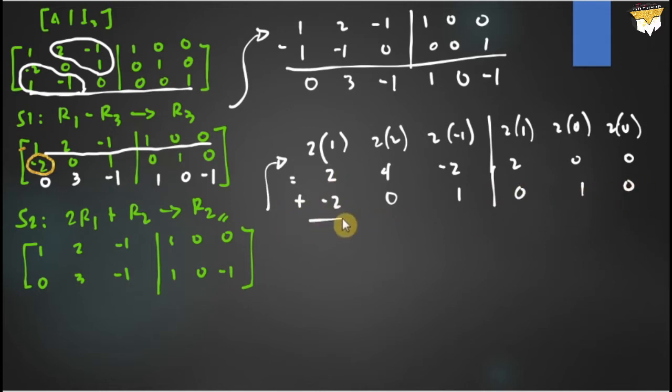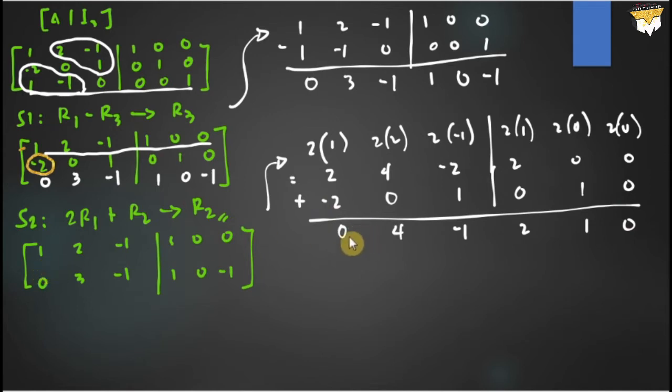Okay? So, let's operate. So, by adding them, this becomes 0. Then, 4 plus 0 is 4. Negative 2 plus 1 is negative 1. Di ba? And then, 2 plus 0 is 2. Then, of course, this is 1. This is 0. So, papalitan natin ngayon si row 2.